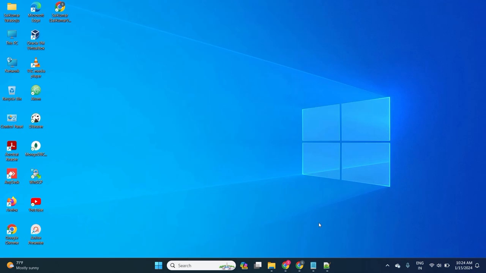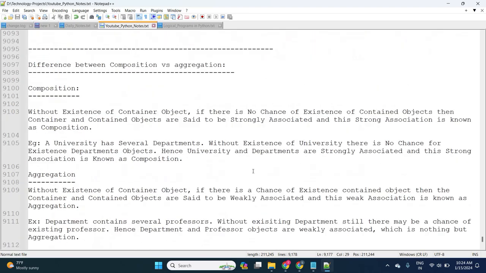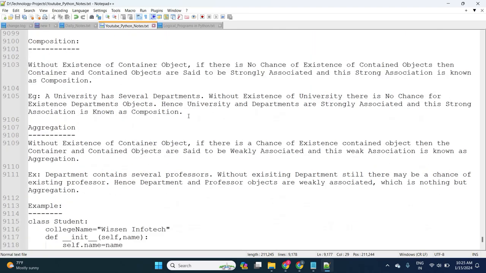Okay, so observe here, the difference between composition versus aggregation. Without existence of the container object, if there is no chance of existence of the contained object, then the container and contained objects are said to be strongly associated. This strong association is known as composition.